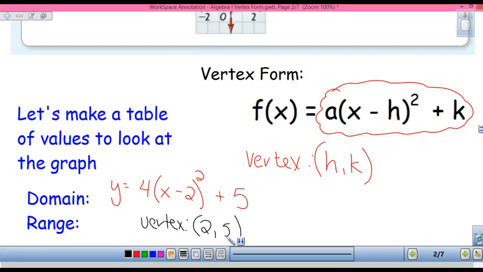No, because the formula is x minus h. So if it's x minus 2. If this were x plus 2, then it becomes a negative 2. But the formula is x minus h. So as long as that's a minus, h is going to be a positive number. Okay? Grab your calculators. You need your calculator.